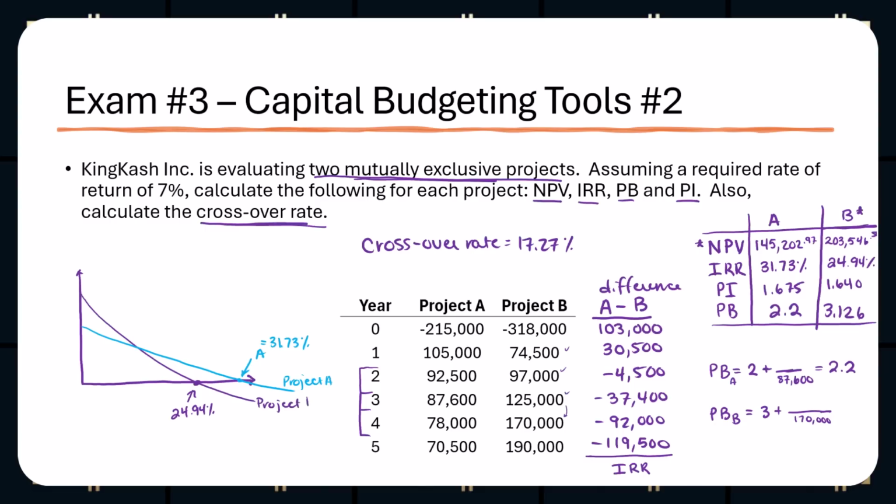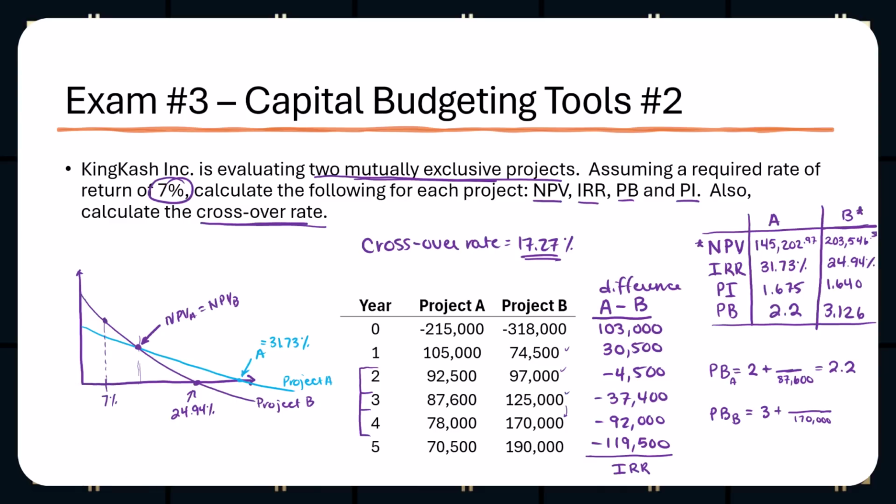We also know that the crossover rate, the point where the NPV of A is equal to the NPV of B, was equal to this 17.27%. But think about it. Which project did we accept? We accepted Project B. That's because our discount rate was significantly lower than our crossover rate of 17.27%. And in that scenario, you can see that B should have a higher net present value.